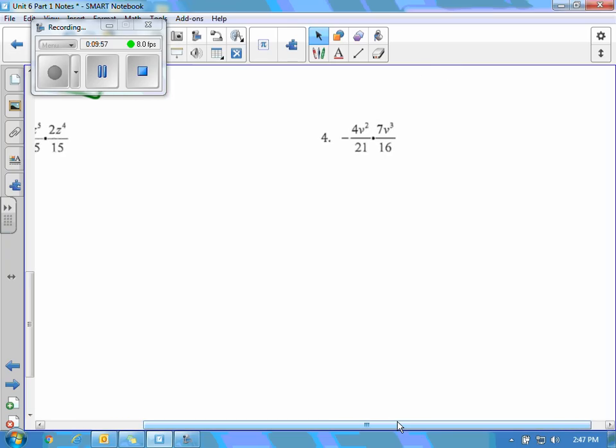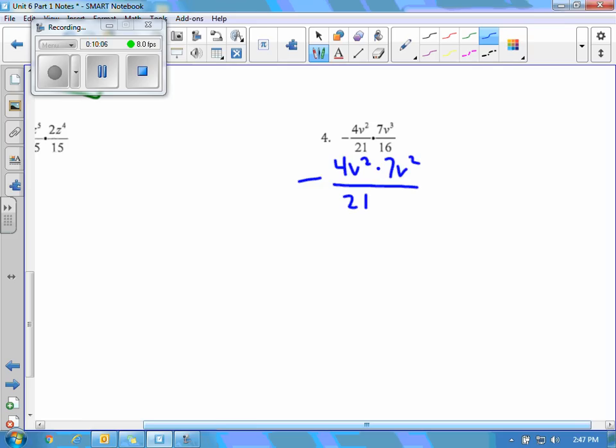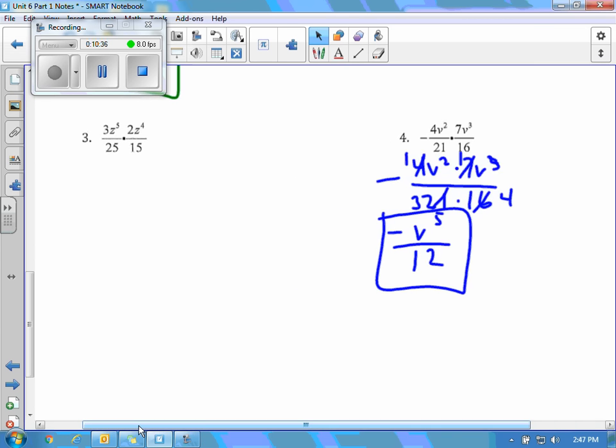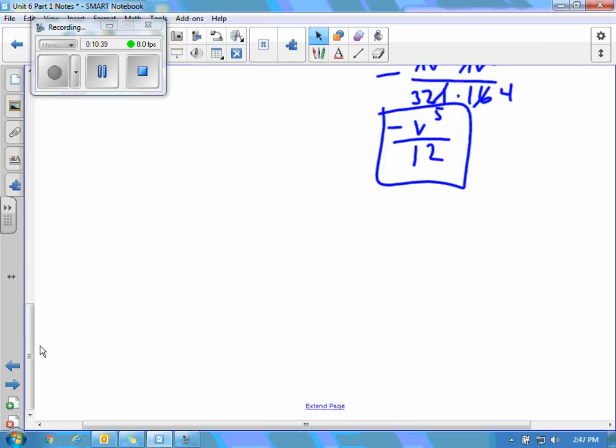First off, I have a negative times a positive, so I need to remember that my final answer is going to be negative. Okay, but I'm going to write 4b squared times 7b squared over 21 times 16, and I'm looking to reduce. 4 and 16 can both be divided by 4, so that's going to be a 1, that's going to be a 4. 7 and 21 can both be divided by 7, so that's going to be a 1, that's going to be a 3. So on the top, I have b squared times b to the third, so that's going to give me b to the fifth. And then on the bottom, I have 3 times 4, which is 12. So negative b to the fifth over 12 would be my final answer there. Again, you guys try 2 and 3. Let me know if you need help.